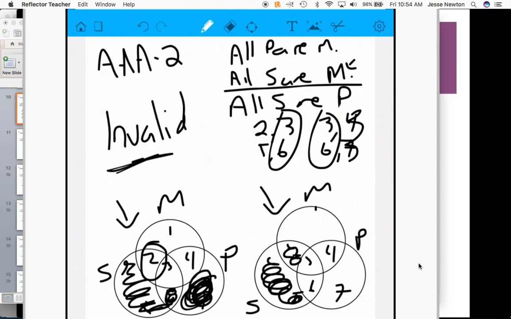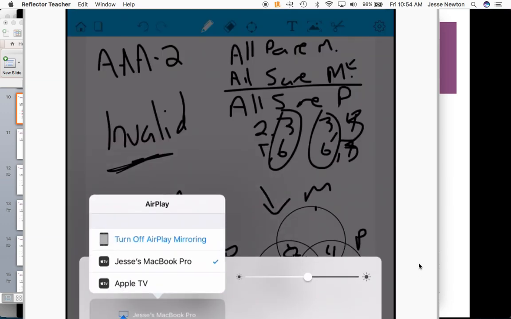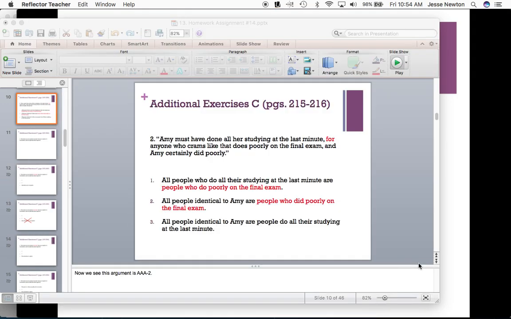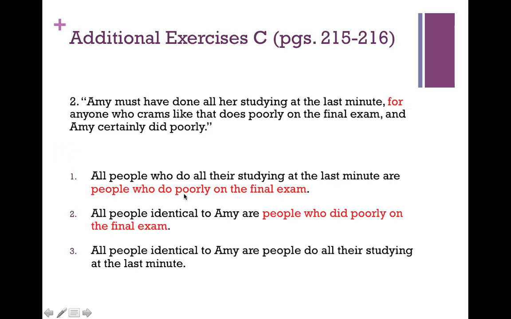As I said, you might have just been able to figure this out from your sense of things. You might have been able just to look back at it and say, hey, look, here's a counterexample. Maybe Amy did poorly because she just didn't understand the information well, in which case both premise 1 and premise 2 would be true, but the conclusion wouldn't be. But we were able to use the diagrams to actually also prove this argument is invalid using those.